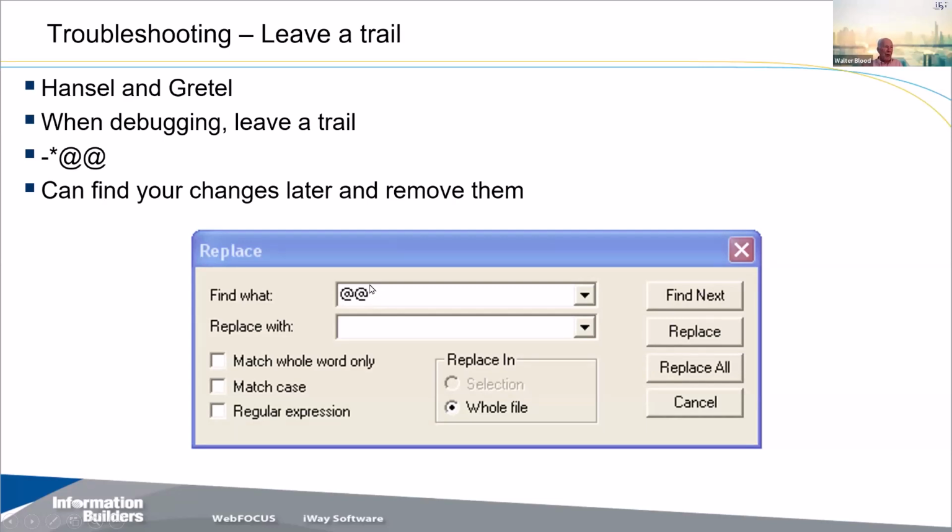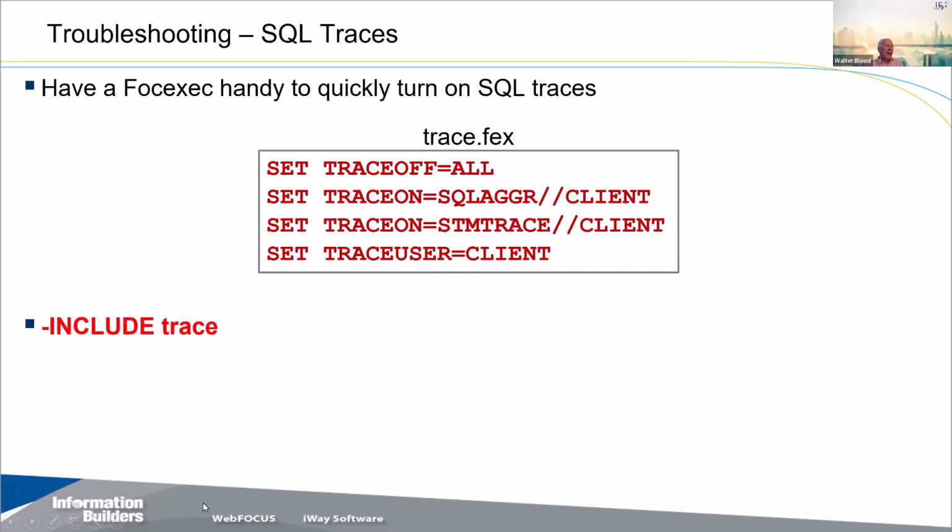So if you're doing debugging, leave a trail. Put something in. The dash star ampersand at sign is basically a comment inside of Dialog Manager. Dash star is always a comment, but dash star ampersand, I can look for. I can look for the at sign and very easily find that. That's the idea behind leaving a path, making sure it's easy to find.